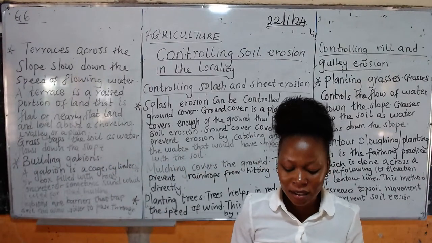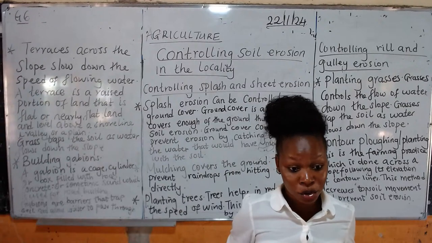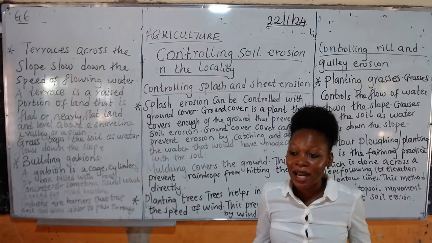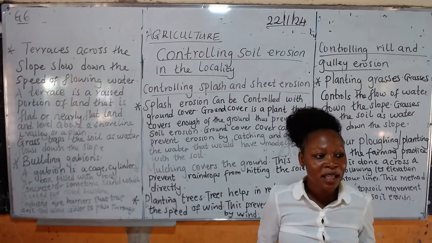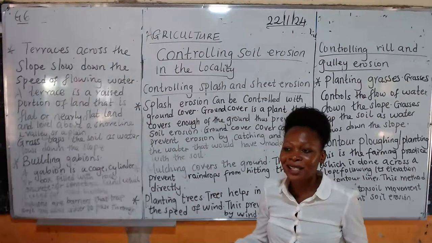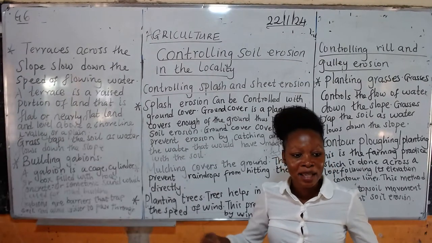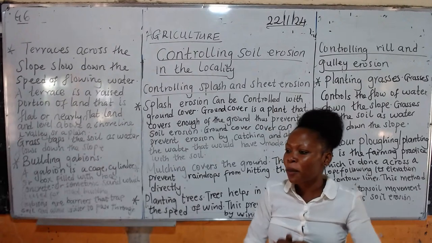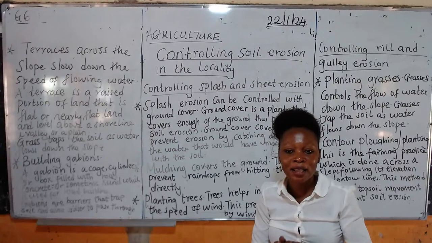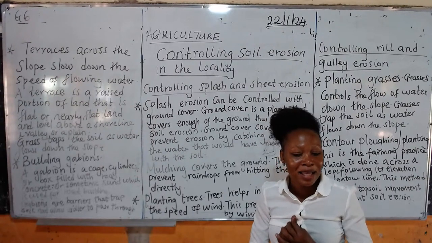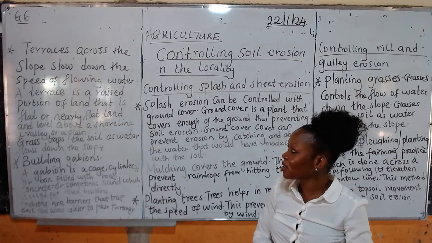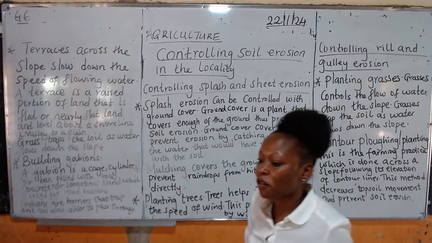We build gabions especially when we have gully erosion. Are we together? Because in a gully we have deeper and larger channels, and these channels can be either U or V shaped. Suppose you have those larger channels, we can decide to build the gabions. But you cannot build gabions in rill erosion, because the channels are still small, or shallow. Are we together?